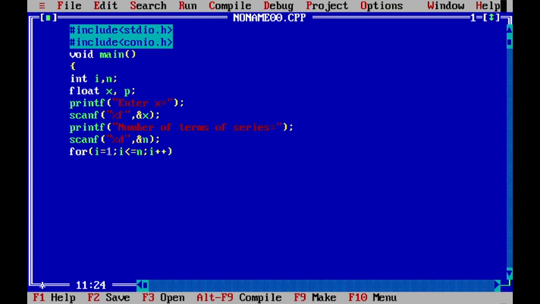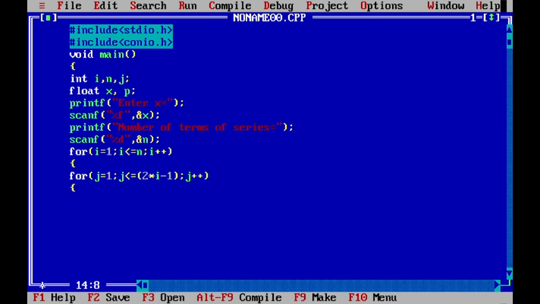Now next, we require one more loop to find a product, so here we declare one more variable j. So for, since it is odd terms, that is 1, then 3, then next will be 5, so for j equal to 1, j less than or equal to 2i minus 1, j plus plus.